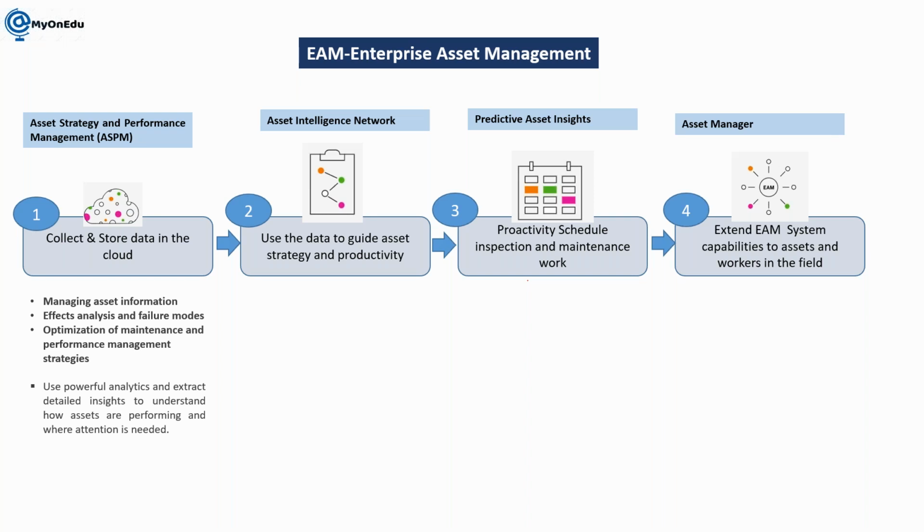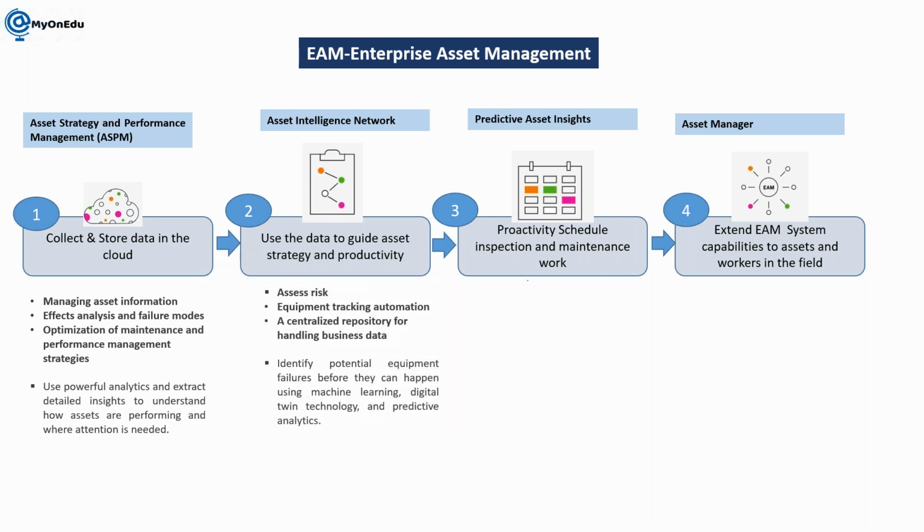And here, failure mode and effects analysis. What are the prerequisites? Here we are maintaining optimization of maintenance, and the performance management strategy needs to be defined here. This data will be provided by the manufacturer, and it will be on the cloud, so it will be automatically updated from the manufacturer side. As a company using this EAM, they will use this information to manage further. Here we use powerful analytics, and we extract detailed insight to understand how assets are performing and where exactly attention is required on this asset.